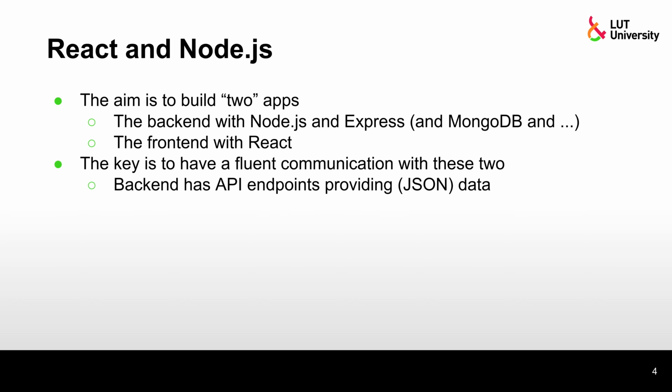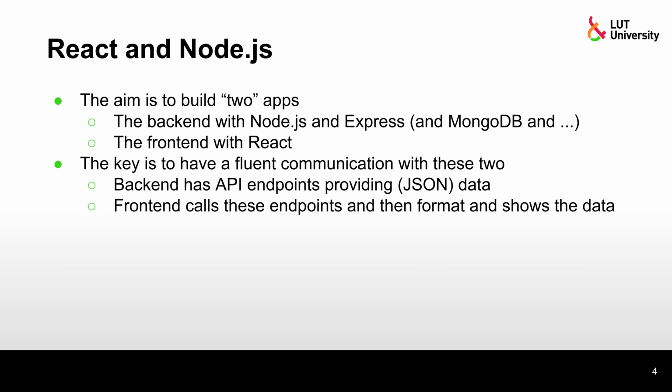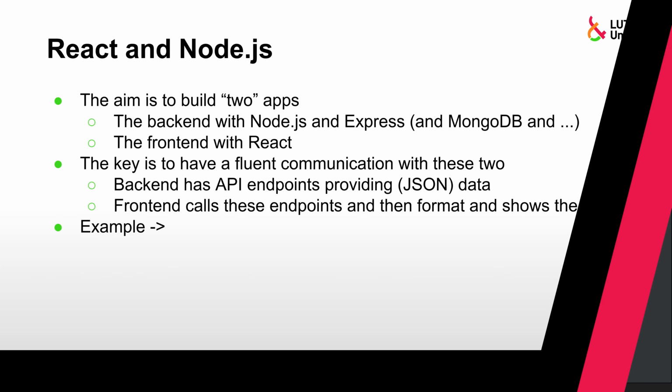So the backend has API endpoints providing, for example, JSON data. We have been doing this already, but we will continue it here. And the front end calls these endpoints and then formats the data it gets and shows it in the browser. So let's have an example of a full stack application.